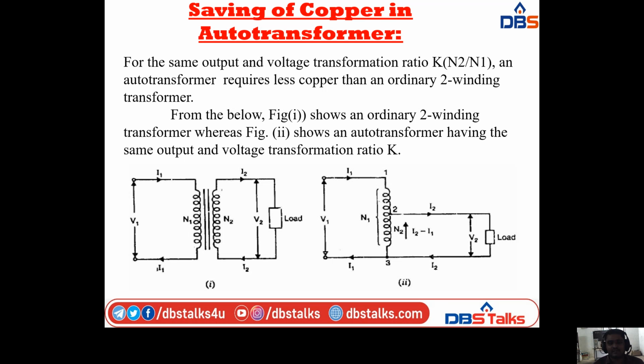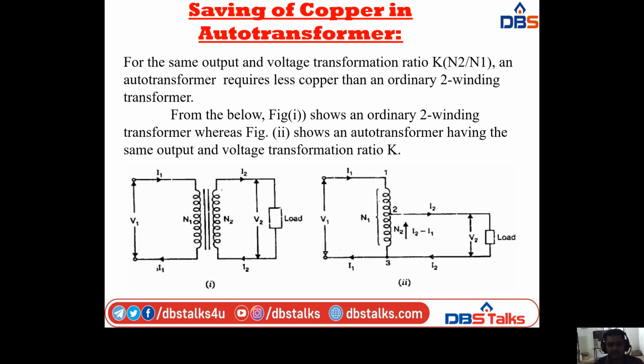For the same output and voltage transformation ratio, that is K = N2/N1, an auto transformer requires less copper than an ordinary two-winding transformer.